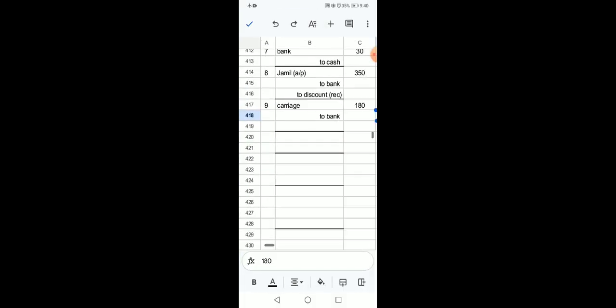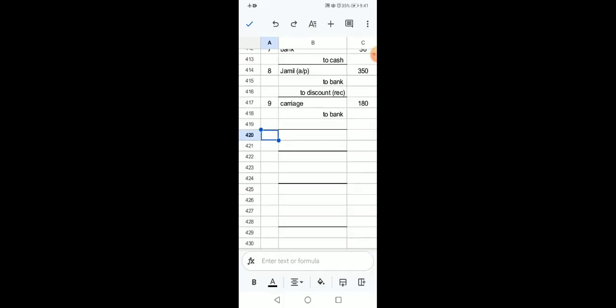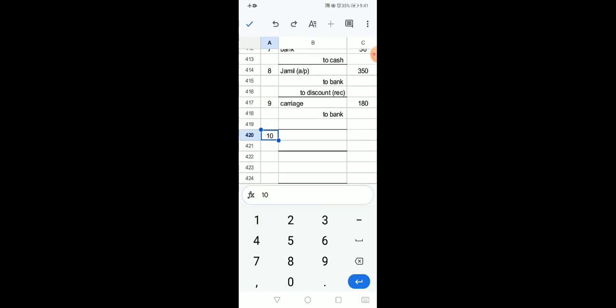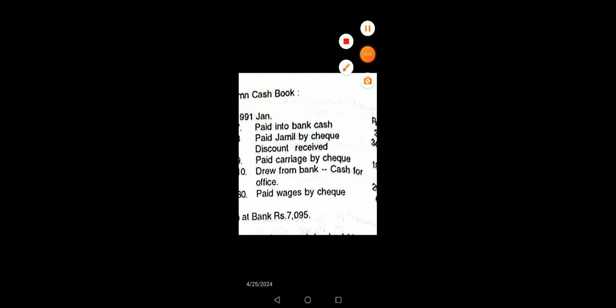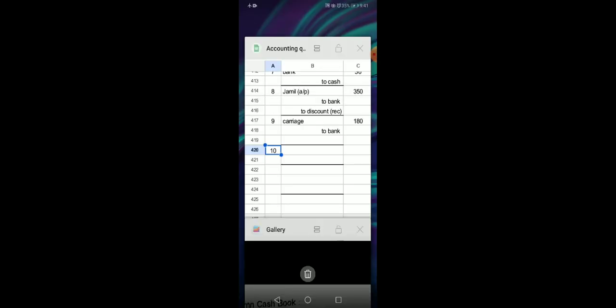So here there is a little problem but readable condition. Entry number 9 is completed. Now let's see what is next for us. After 9 it is 10. So you will put date first, and that is 10. See what the 10th entry is saying. Drew from bank cash for office. So you have drawn from the bank cash for office use.